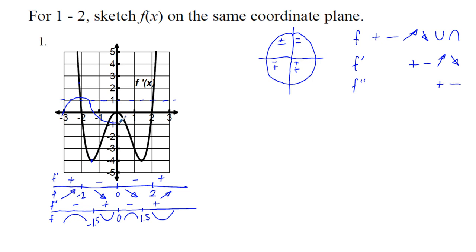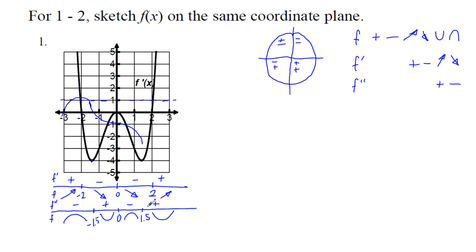Okay? And then, after 0, we have negative, negative. We're going to be concave down and decreasing, so it's going to be this piece again. And we're going to be doing that all the way to 1.5. So here we are, all the way to 1.5. Okay, that'll look like that.